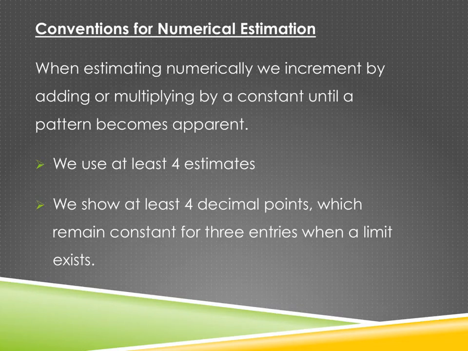We're going to need at least 4 estimates. And in our table, we're going to show at least 4 decimal points. And you need 3 entries that are identical before you stop. That's what that's saying. At least 4 decimal points which remain constant for 3 entries when a limit exists. So these are some guidelines on how to do this. And then we're going to do one.